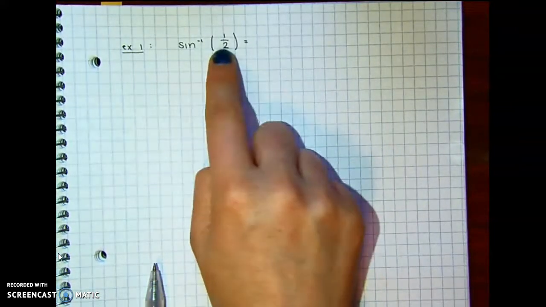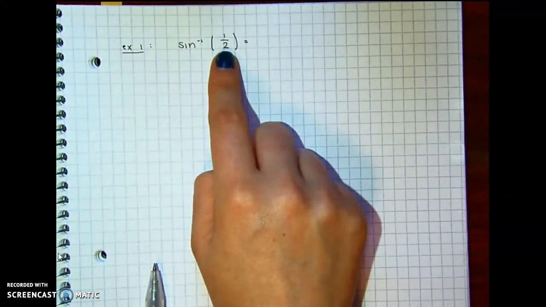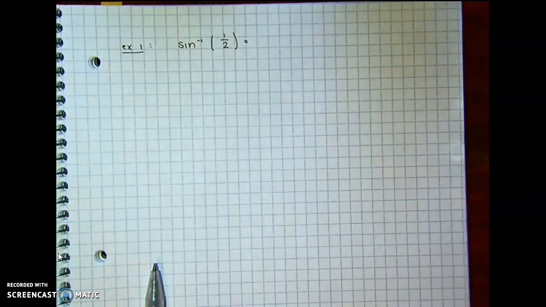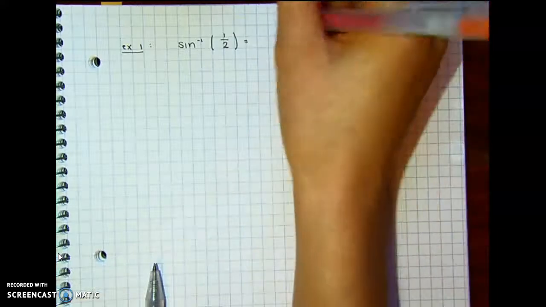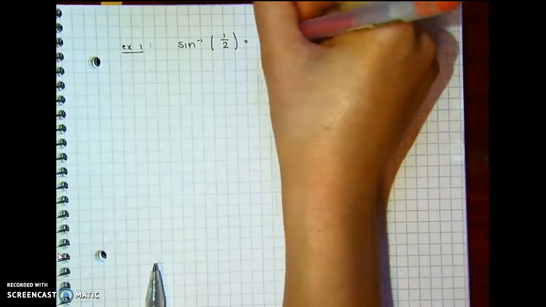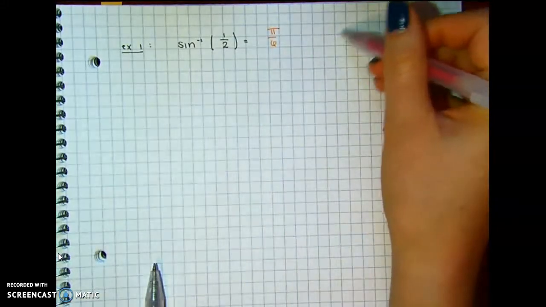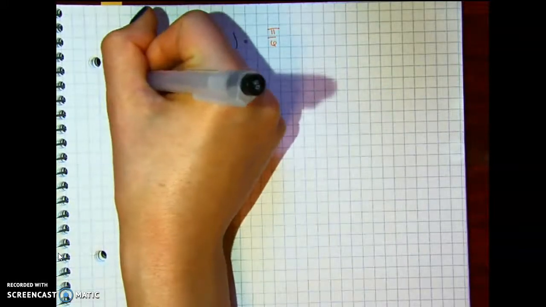So when is my y value positive? It's in the first quadrant. And so that's going to be pi over 6. Sometimes I like to draw a little picture if I'm rusty. Alright, so example 2.